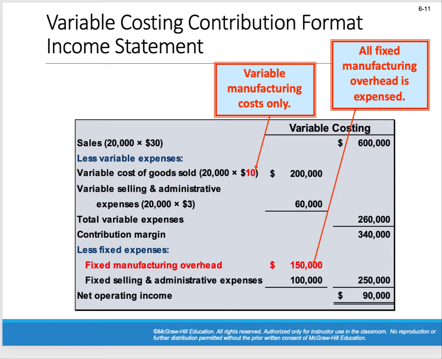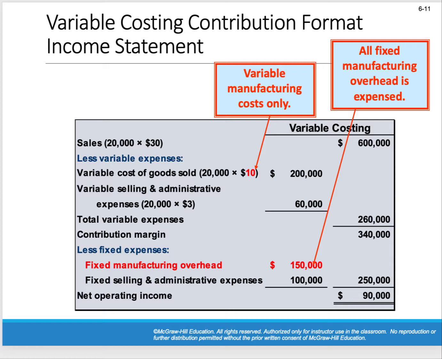Then we subtract out variable selling and administrative expenses. So I'm hoping you're thinking right now, well, wait a minute, why are we doing variable selling and administrative expenses when selling and administrative expenses are always part of the period cost? They're never part of the product cost. And I would say that's right. But then I would also say, but remember, we're doing the contribution formatted income statement. When we do the contribution formatted income statement, we're not worried about product cost and period cost. We're worried about cost behavior. Are they variable? Are they fixed?